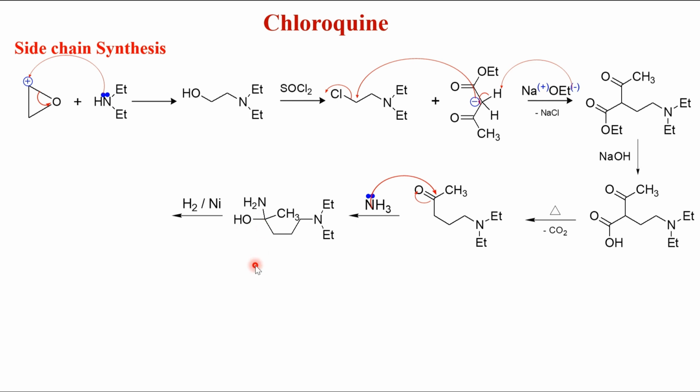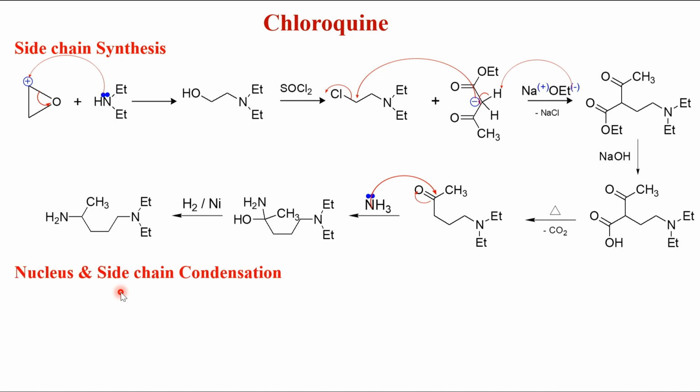This has been reduced by treating with hydrogen and nickel. The alcoholic group gets reduced to alkyl. We have generated the side chain diethylamino 2-aminopentane. And the side chain which is formed is again treated with the nucleus formed. If we condense both the nucleus and the side chain, we can generate chloroquine.